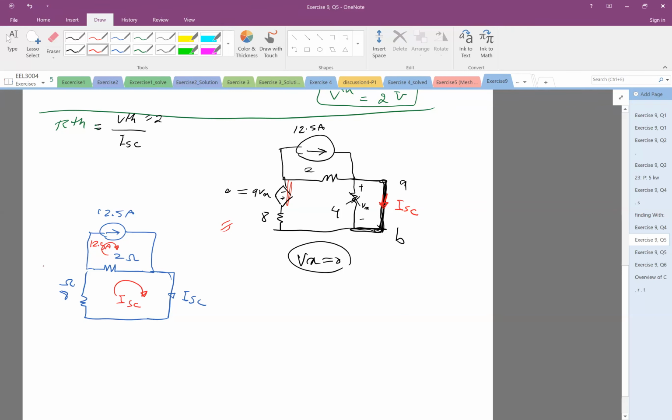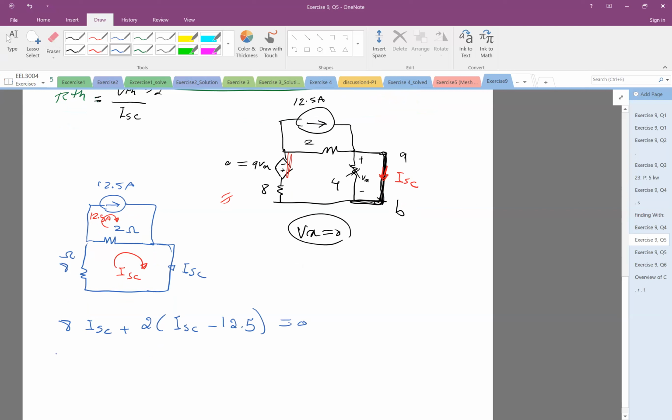Okay, so let's do a very simple KVL here. Let's say 8 times I short circuit plus 2 times I short circuit minus 12.5 equals 0. That's it. So 10 I short circuit minus 25 equal to 0. So I short circuit is 25 divided by 10, 2.5 amp.